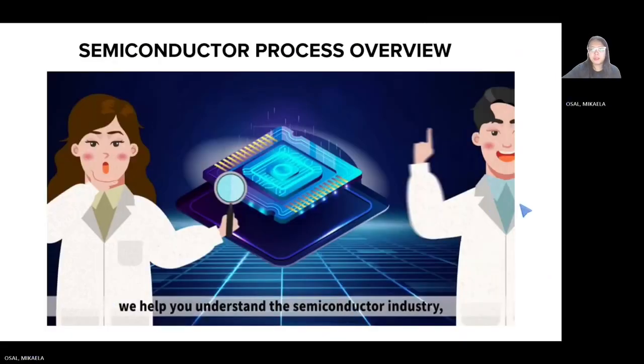Before we dive deeper into etching, let's take a step back and look at the bigger picture. This short video provides an overview of the entire semiconductor manufacturing process, from raw silicon wafers to finished chips. It highlights key stages like photolithography, deposition, etching, and packaging. Pay attention to how each step builds on the last to create complex microstructures.